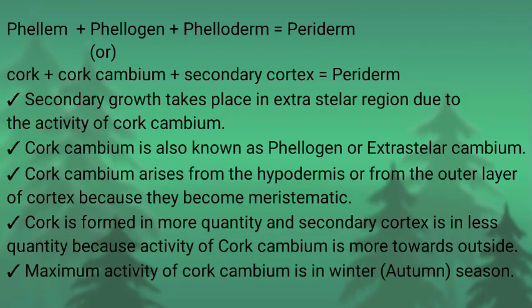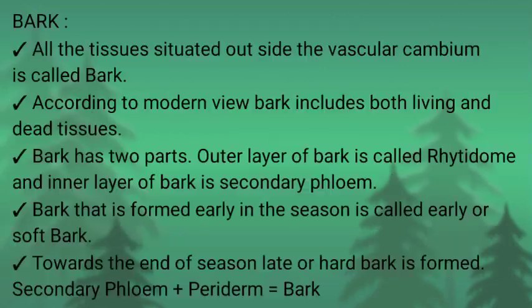Remember, cork is formed in more quantity and secondary cortex in less quantity because cork cambium is very active towards the outside and forms more cells or more cork cells. But on the inner side, cork cambium is less active and forms less quantity of secondary cortex or phelloderm.